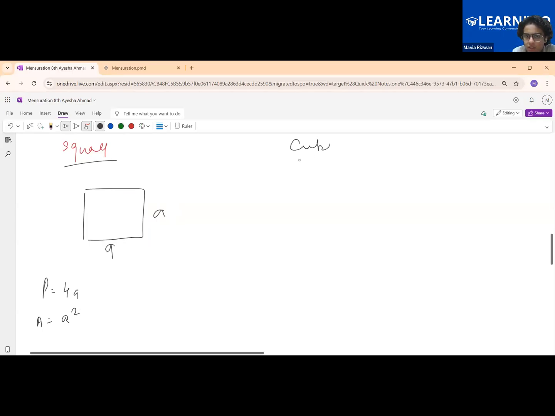Yes, sir. Now, if I talk about a cube, a cube is nothing but six squares kept on each other or beside each other. Now, kids, what is surface area? Surface area means area of all the squares. I'll give you an example with a real thing.